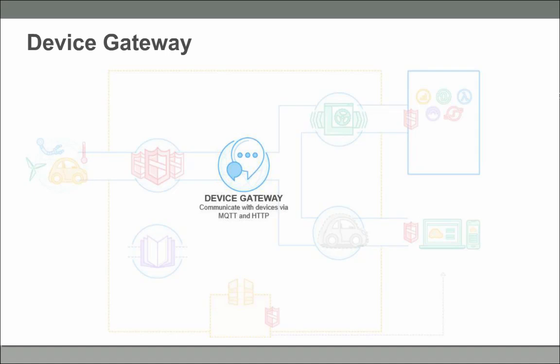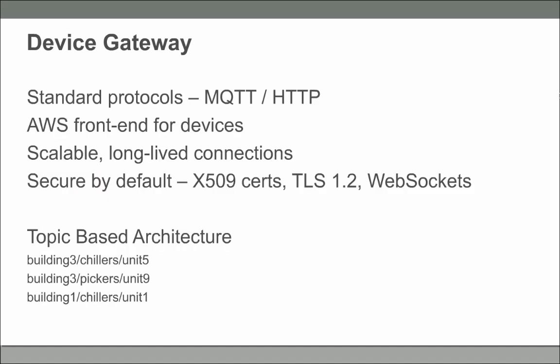The next component is the device gateway, and you can think of this as the front end for your device. This is what actually handles those long-lived connections. And this is the component that allows us to scale to those billions of connections. Inside the device gateway is a mechanism that handles those connections, and it handles MQTT or HTTP connections.